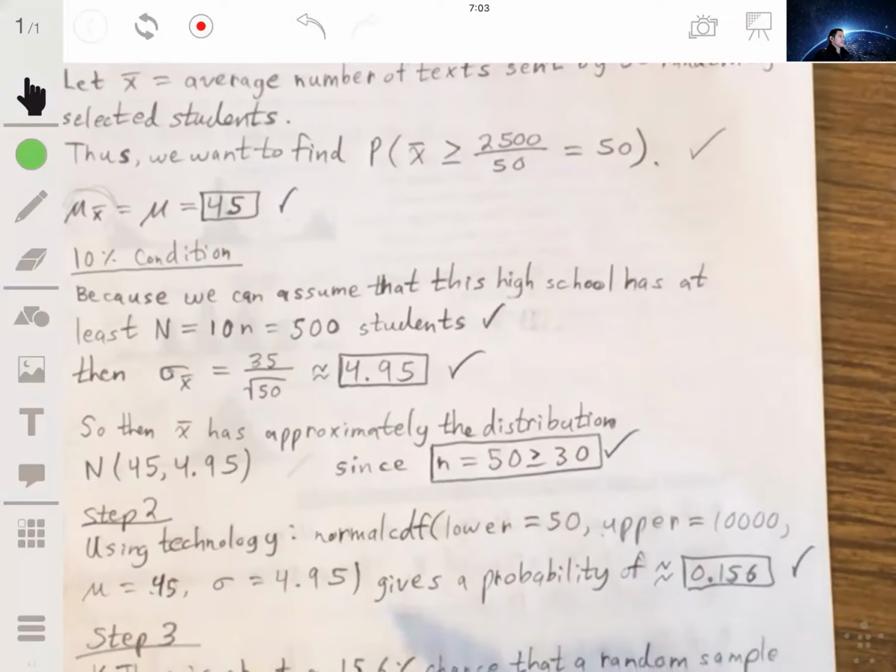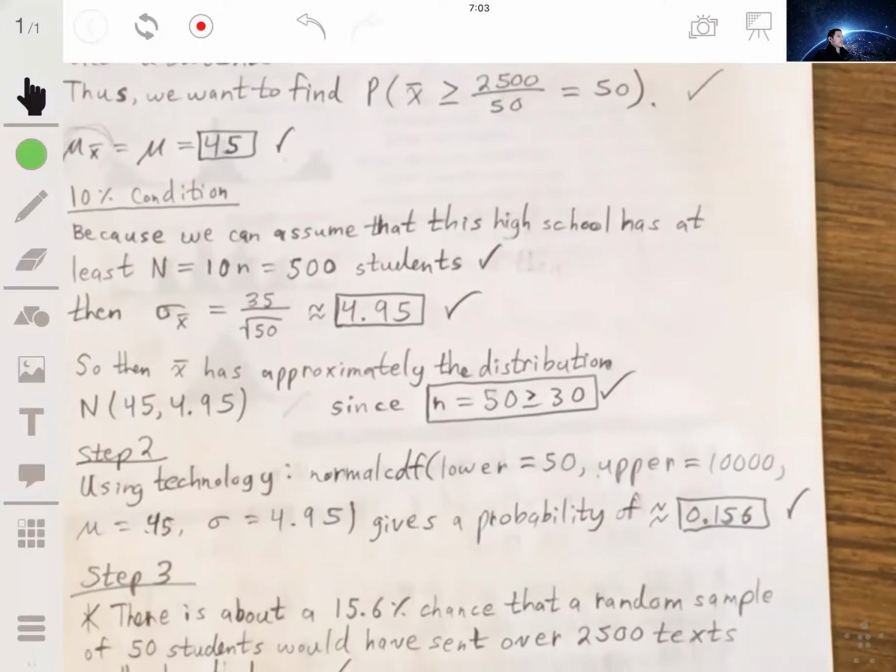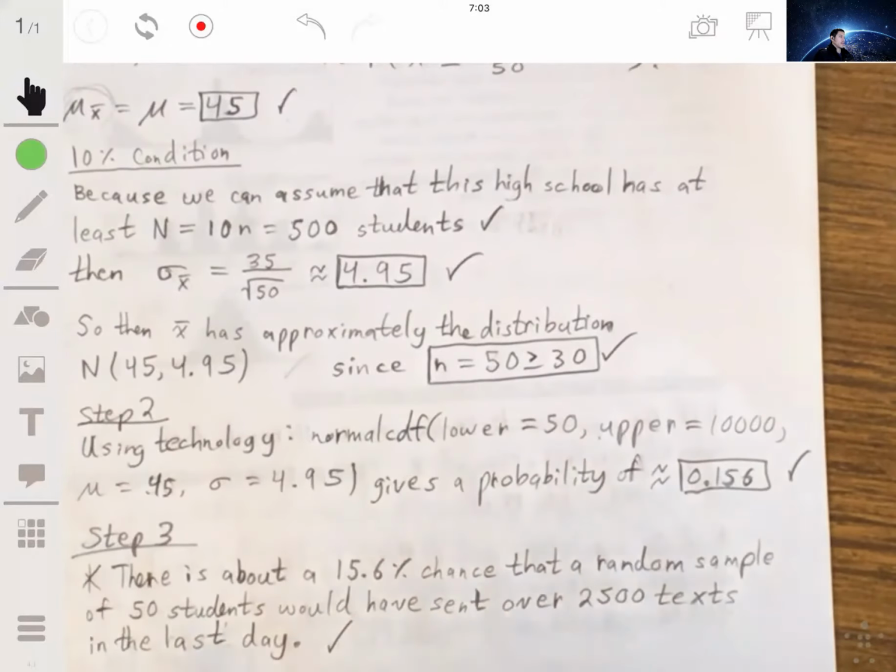And then the final step, just explain your answer in context. So then we could say there's about a 15.6% chance that a random sample of 50 students will have over 2,500 texts in the last day. Or you could also say that they would have on average sent 50 texts each over the last day. Either way is fine.